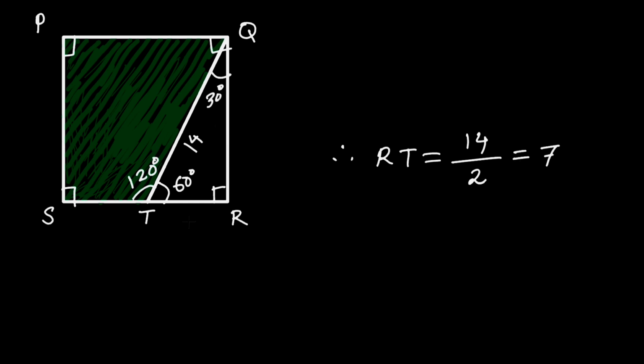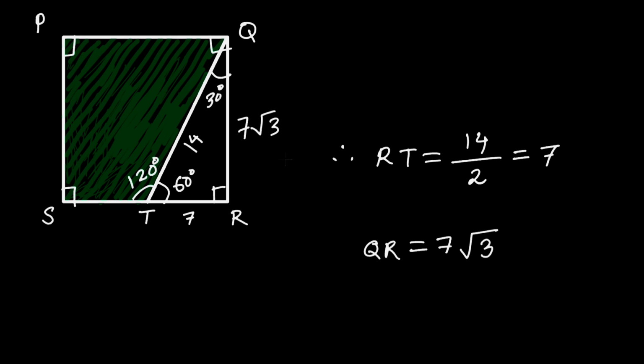Now, let's use the second special ratio of a 30-60-90 triangle. The longer leg equals the shorter leg multiplied by the square root of 3. Since the shorter leg is 7, we get QR equals 7 multiplied by the square root of 3. Notice what happens here. QR is not only a side of the triangle, it is also a side of the square. Therefore, every side of square PQRS measures 7 square root of 3.